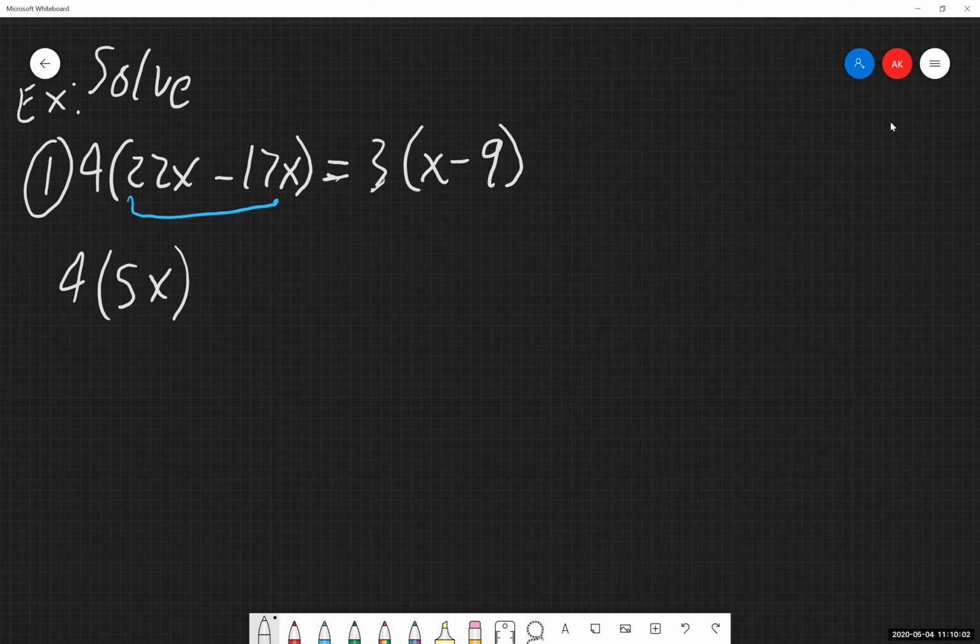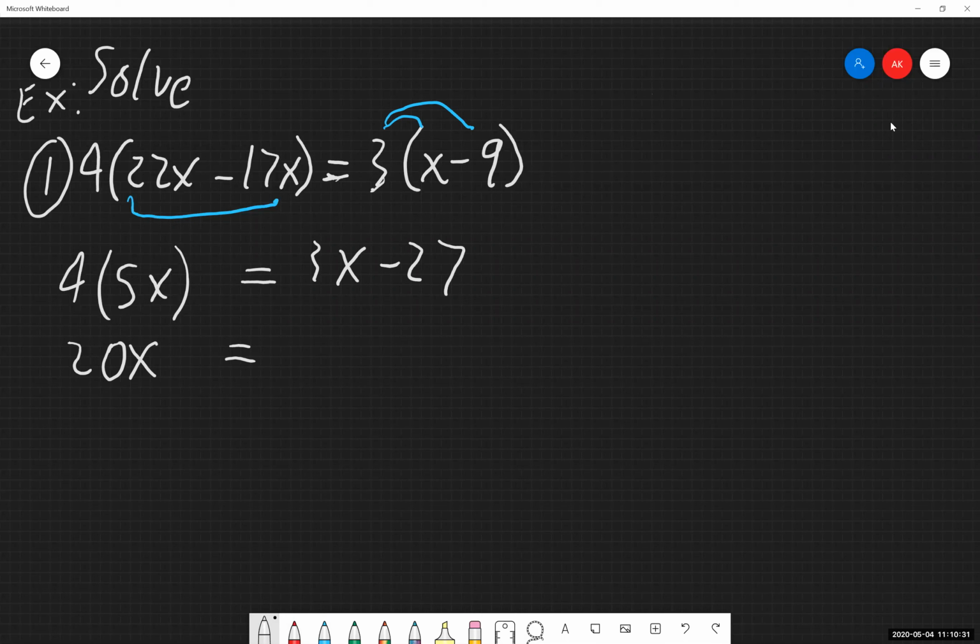I can simplify that further: 4 times 5 gives me 20, and the x is still there. I cannot do anything else to that side, so I'm just going to be done with it and leave it as it is. On the right-hand side, we're using PEMDAS again. I can't do anything inside the parentheses, and there are no exponents, but I can multiply this 3 through to everything. So 3 times x gives me 3x, and 3 times negative 9 gives me negative 27. I can't simplify that any further, so I'm done there, but I'm going to bring it down one last step so I have everything in line.